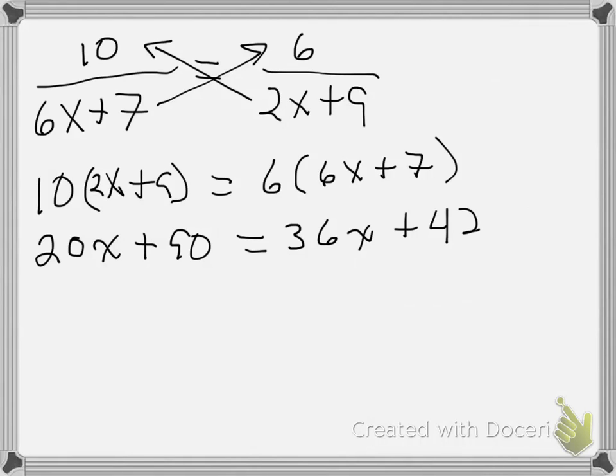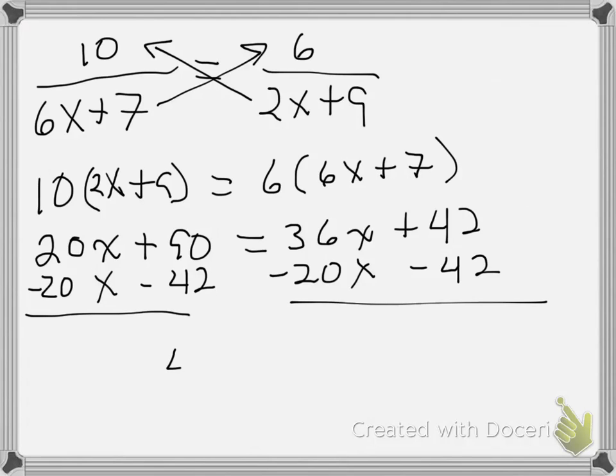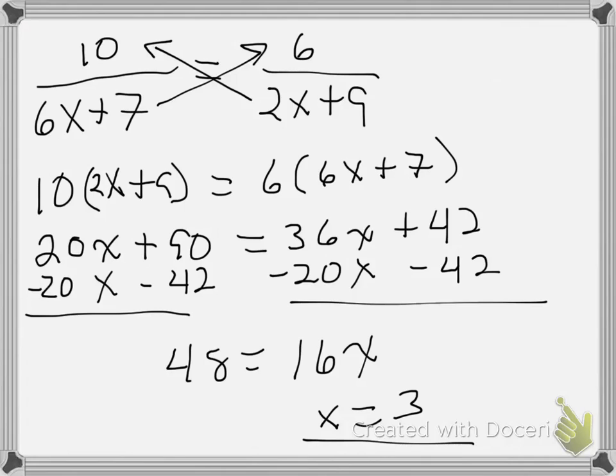And let's see, let's get all the x's on one side. Move the 20x over, and let's move the 42 over. And we get 48 equals 16x. Well, that means that x equals 3. Alright? Not too bad here at all. Let's take a look at a third example.